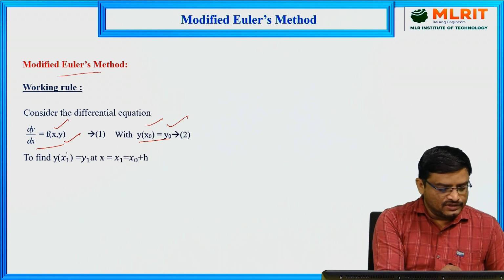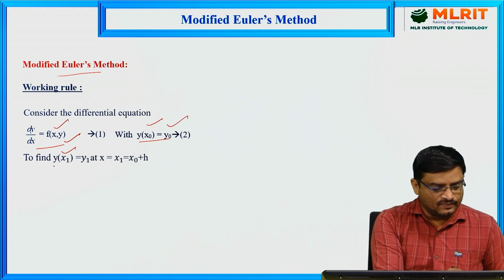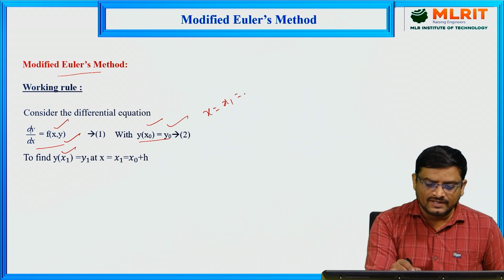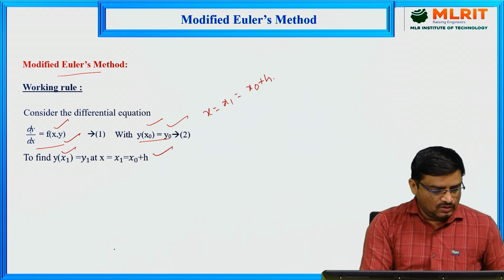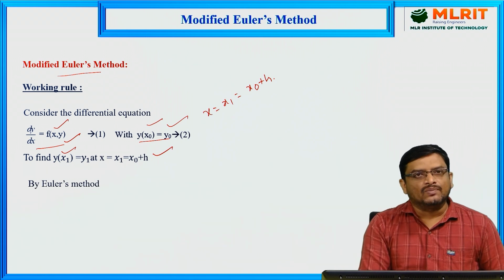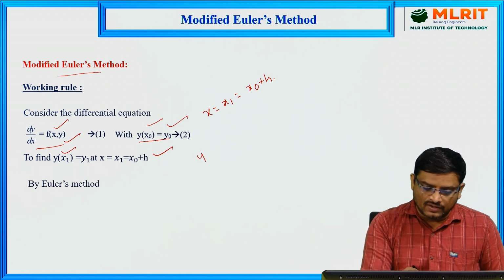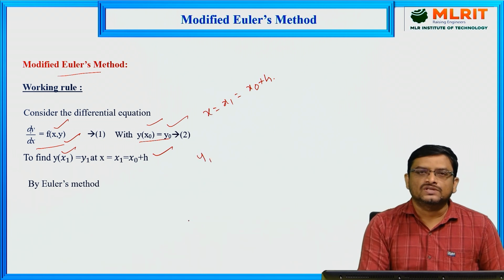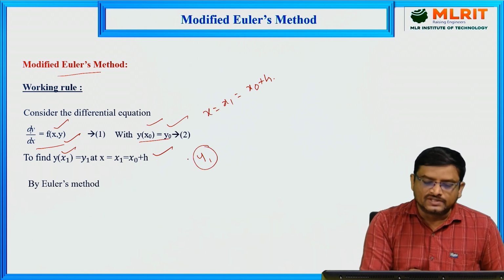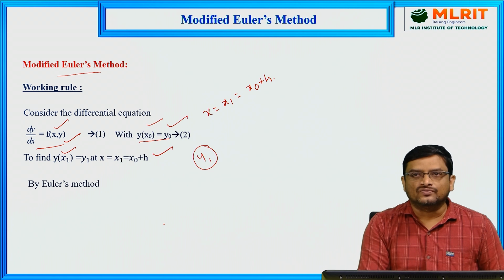Now our question is, I want to find the value of y, that means the solution for this differential equation at x is equal to x1. How do we get this x1 value? That is x naught plus h. For this, first we have to take the help of Euler's method, and by using that Euler's method, find the rough estimation of this y1. That rough estimation of y1 we will consider as the initial approximation of y1.